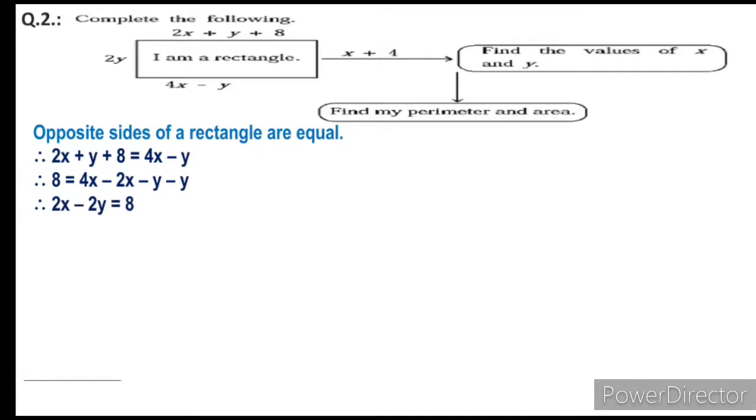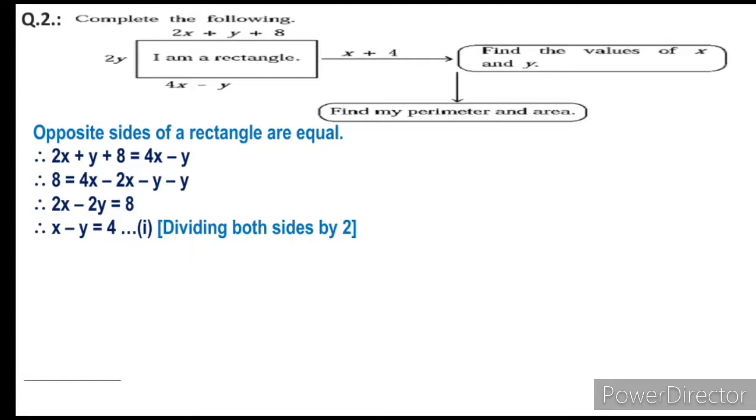So 4 minus 2 is 2x, minus minus is plus, so minus 2y equal to 8. Now you will see 2 and 8 have a common factor from the table of 2, so we can divide the above equation by 2. So you will get x minus y equal to 4. So this is your first equation.